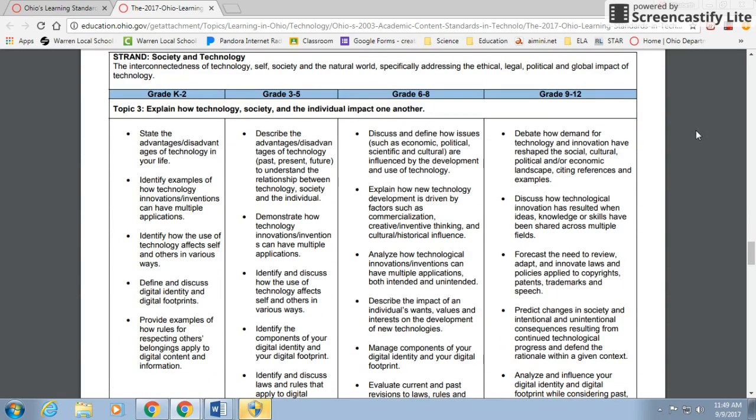Topic 3, explaining how technology, society, and the individual impact one another. Again, I mentioned cyberbullying. This just hits home, and students need to understand that technology is obviously very important to our society, but it needs to be used appropriately, not just because it's there.